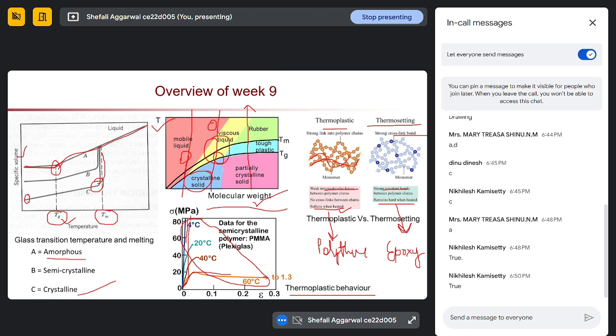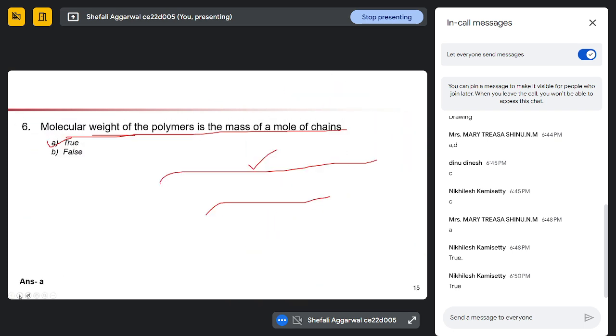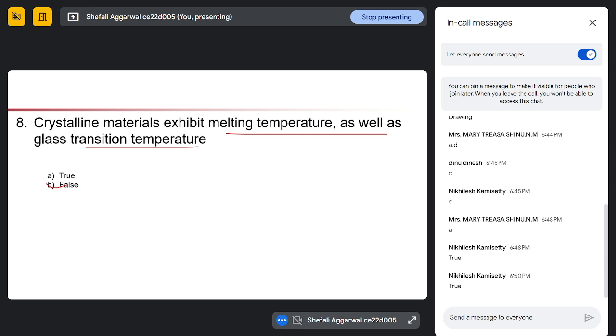In case of crystalline material, there is no glass transition temperature. There is a direct conversion of crystalline material to liquid form with increasing temperature. So C is your crystalline material graph. In crystalline material, glass transition temperature is not there. That's why the answer is false. Okay.